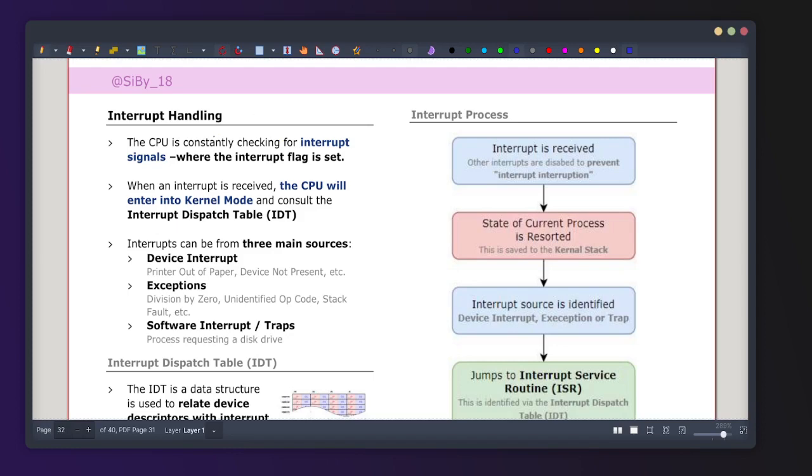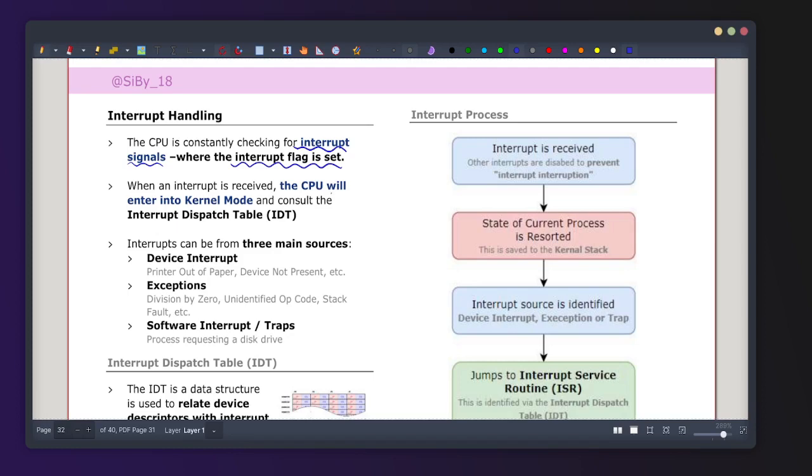So in interrupt handling, the CPU constantly checks for interrupt signals. Basically, interrupt signals are signals that are sent by other sources that are trying to get the CPU's attention, and how it does this is by setting the interrupt flag to true. An interrupt flag is a particular flag inside a register inside the CPU that can either contain 1 or 0 most of the time, where 1 means that the interrupt flag is set or interrupt signal was received.